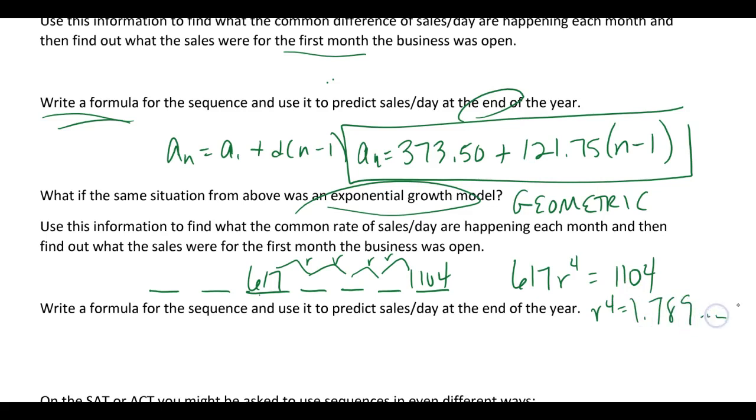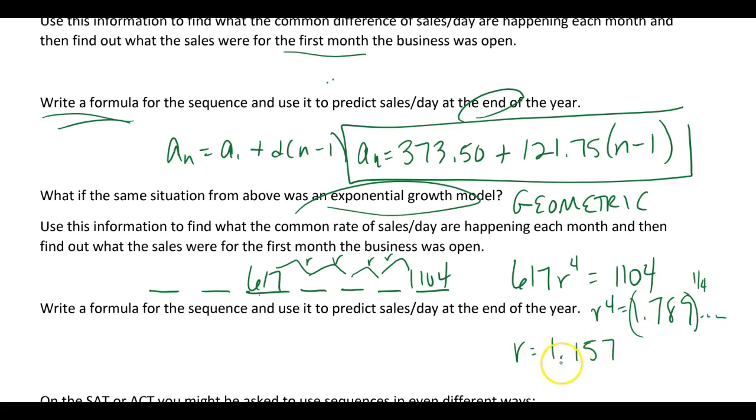I'm getting 1.789. Now I'm going to take the fourth root of that, or if you don't want to find the button for the fourth root, you can take this to the 1/4 power, right? That'll do the same thing. So let's take that to the 1/4 power, and we are going to get a rate of 1.15. I'm going to round it right here, so 1.157.